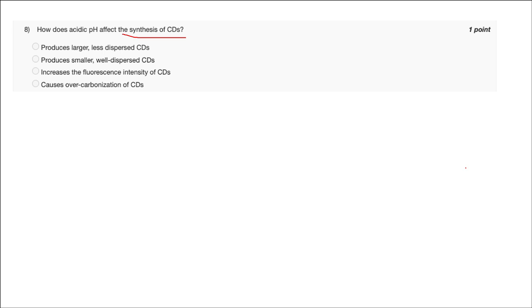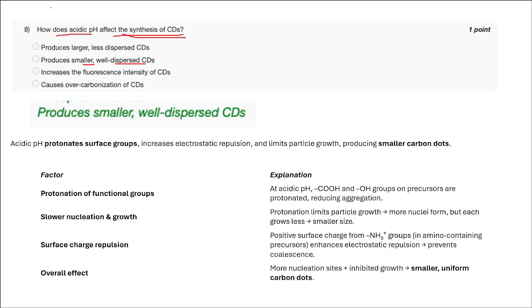Okay, so let's discuss what's the correct answer. The correct answer is it produces smaller, well dispersed carbon dots. So why? What is the reason? Why does it happen? What happens in case of acidic pH? It protonates surface groups. So suppose it has an amine group, it would become NH3 plus. So there would be protonation.